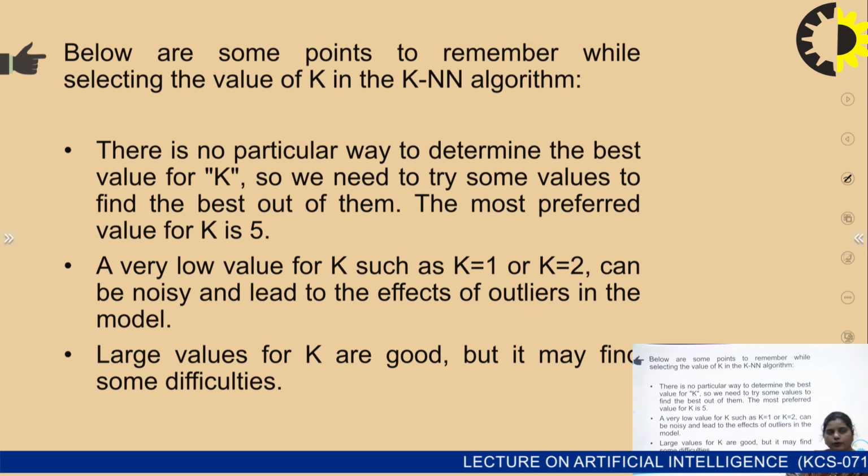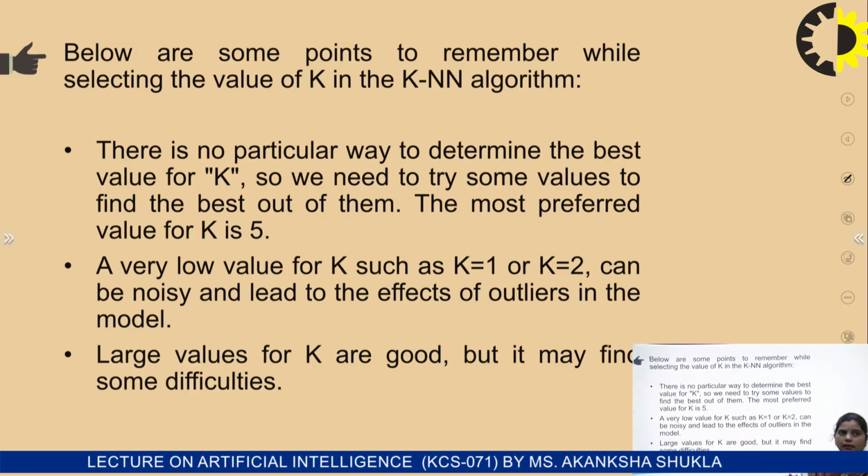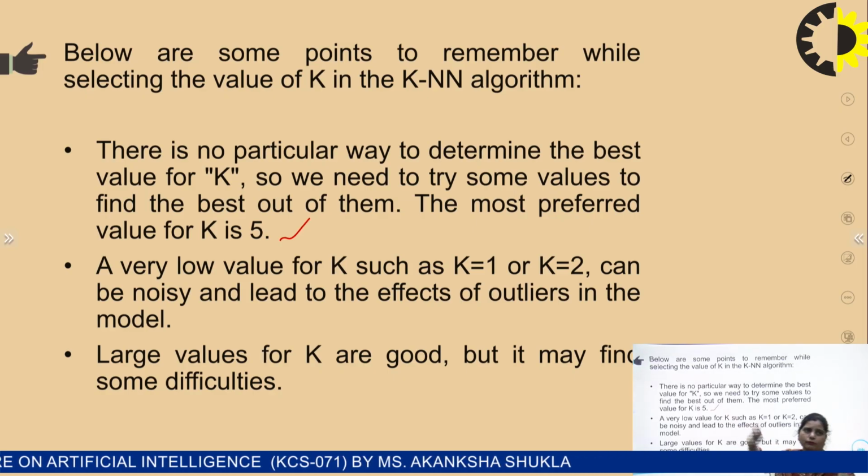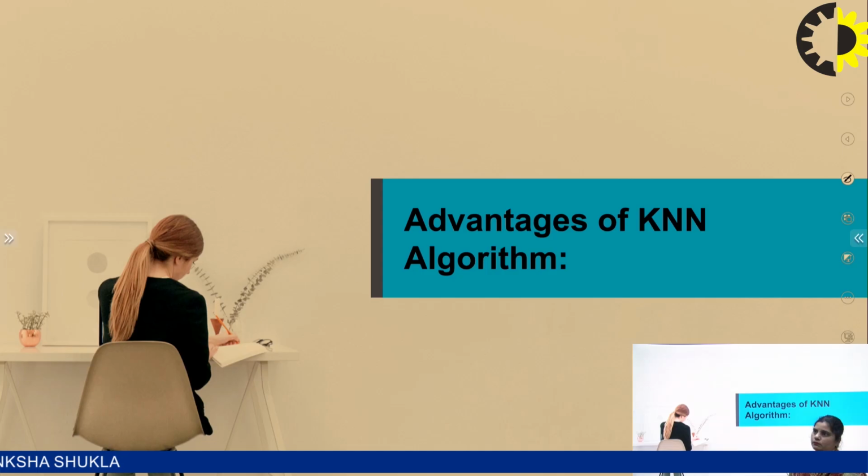A very low value for k, such as 1 or 2, can be noisy and can lead to the effects of outliers in your model. Okay, and larger values of k are considered good. That's why most of the time we prefer the value of k as 5. But if we take a very large value for k, then it may also cause some difficulties. So we have to take the most preferred values when we select the value for k.